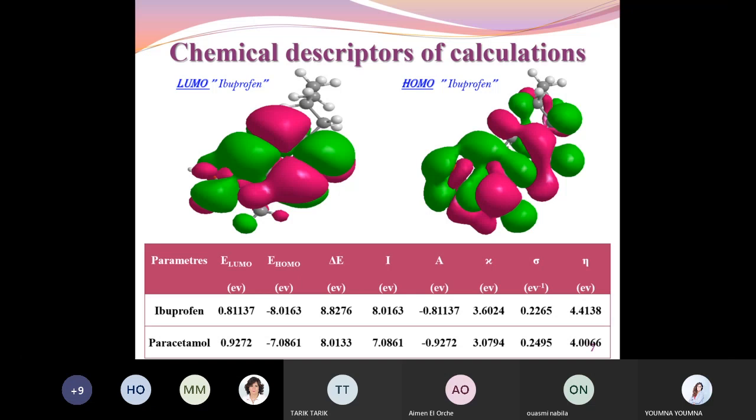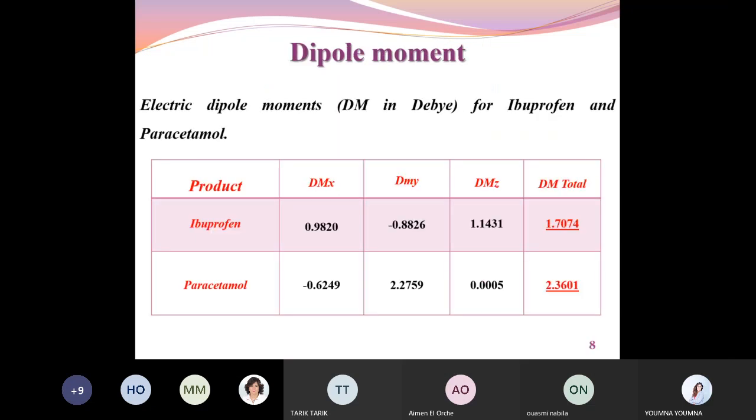We found a weaker energy gap for paracetamol than for ibuprofen, which indicates paracetamol is more stable than ibuprofen. This geometric study also determined that the dipole moment of paracetamol is greater than that of ibuprofen. Hence, we can see that paracetamol is more polar than ibuprofen.